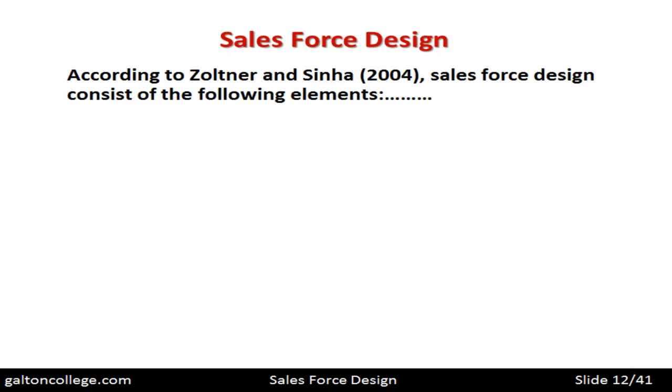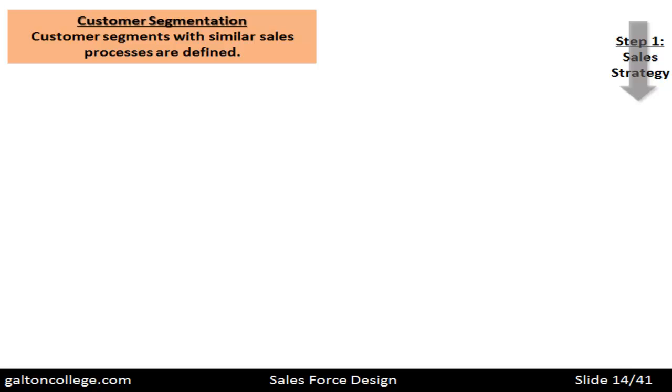Now, according to Zoltner and Sinha, Salesforce design consists of the following elements. We're going to go through these in diagrammatic form. So the first step here is the sales strategy. Step one is working out the sales strategy, and that means looking at customer segmentation. Customer segments with similar sales processes are defined.